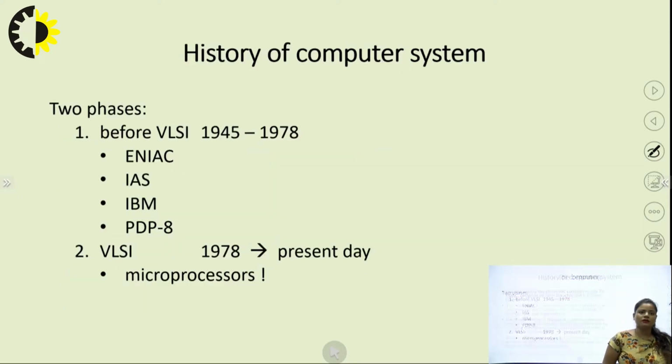Let's move forward. We should know about the history of the computer system. It is a very small introduction to history, where we all know that there are many generations of computer systems: first generation, second generation, third generation, fourth generation, and so on. Before VLSI, which is very large scale integration, around 1945 to 1978, we have ENIAC, IAS, IBM, PDP-8, and after VLSI, from 1978, we are working with the microprocessor. This is a basic picture of the history of the computer system.